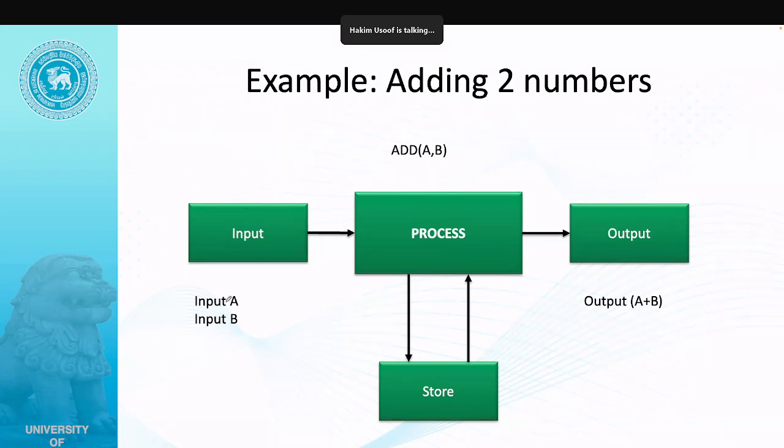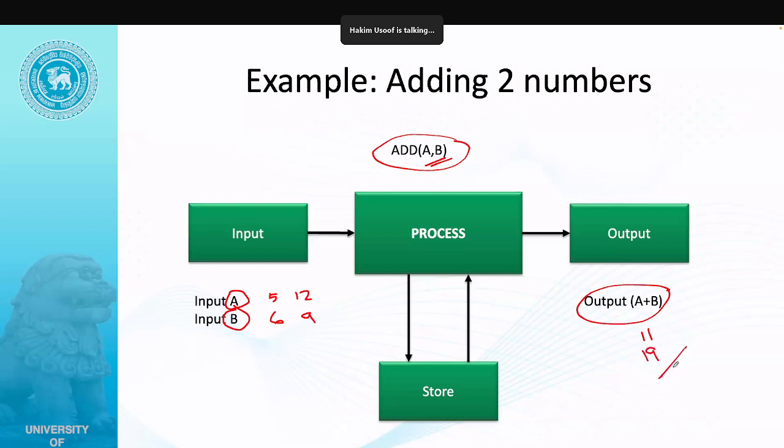So A and B are two variables. We don't know what A and B are, and we don't really need to know right now. We tell the computer to take A and B as input, add them together, which is the process of adding, and then show us the output. If you want, you can store it as well. So if A and B are 5 and 6, it will do the addition and show us 11. If A and B were 12 and 9, it will give us the output 21.